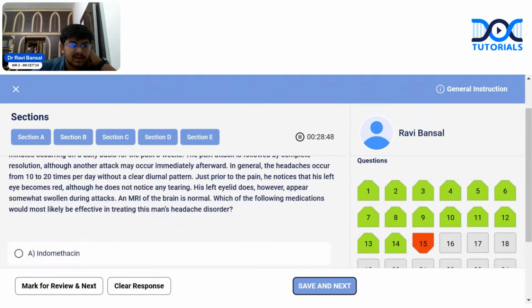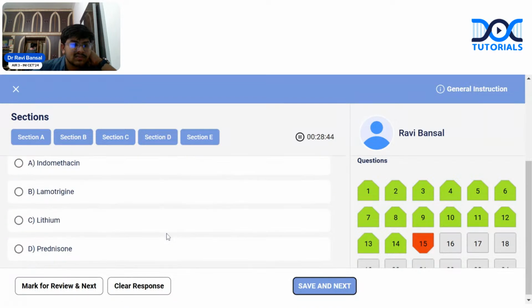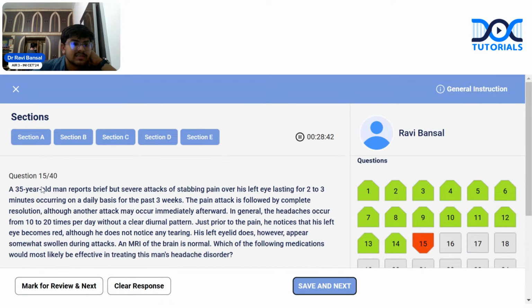Which of the following medications would most likely be effective in treating the man's headache disorder? A 35-year-old man reports brief but severe attacks of stabbing pain over his left eye lasting for 2 to 3 minutes. So the duration of the headache is very important. It is lasting for 2 to 3 minutes. Migraine occurs from 30 minutes to 4 hours, so it cannot be migraine. So you have ruled out migraine.